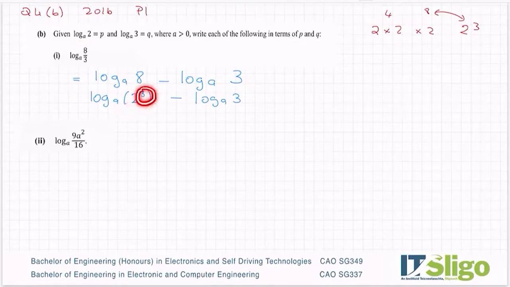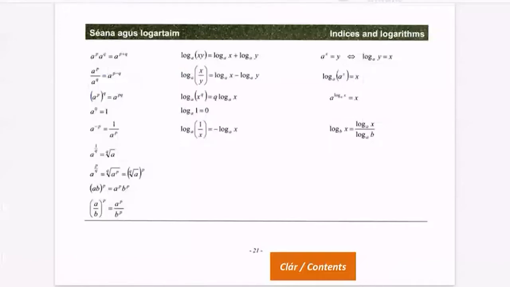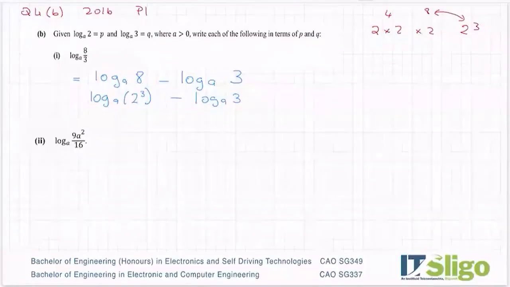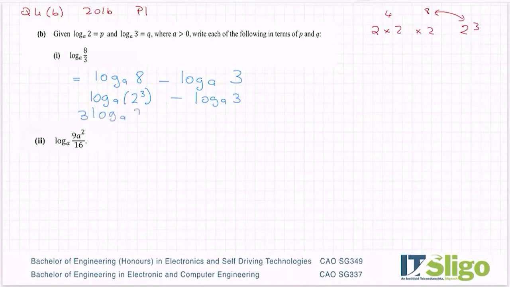Okay, but I need to get rid of this power of 3 because there's no power of 3 in my p. So how could I get rid of that power of 3? Let's go back to the rules, see what we can do, and look at this third one. Okay, this third rule where you get log to the base a of something to a power, you can take that power down in front. So take the 3 then down in front. So then you end up with 3 log to the base a of 2 minus log to the base a of 3.